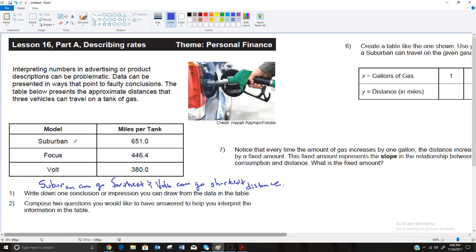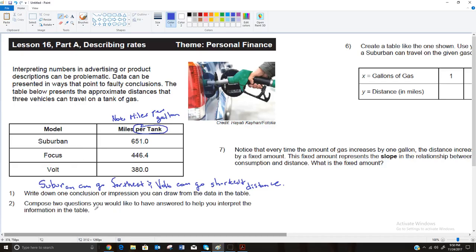Well, hopefully, one of the things that you're thinking to yourself is this says miles per tank, not miles per gallon. So this does not say miles per gallon. And so what we're doing here is comparing apples to oranges, because just because the Suburban can go the furthest on a tank doesn't mean it gets the best gas mileage. A Suburban is likely to have a much larger gas tank than a Volt.